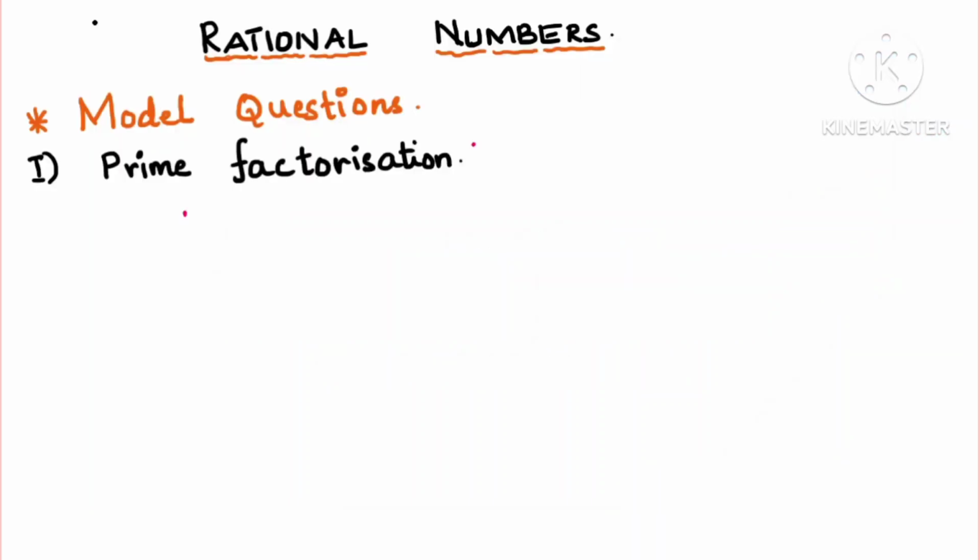From today onwards, we are going to start our revision. The first chapter is rational numbers. Let us see a few model questions, the kind that are likely to be asked in the final exam question paper. The first part of rational numbers contains prime factorization.